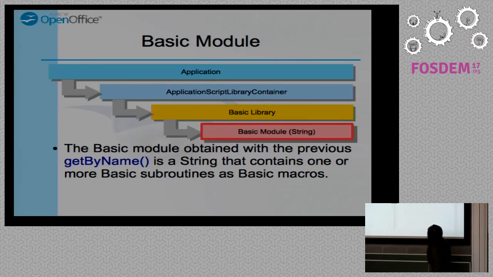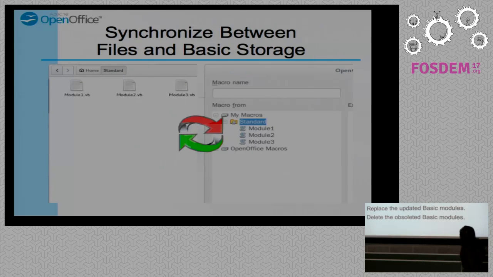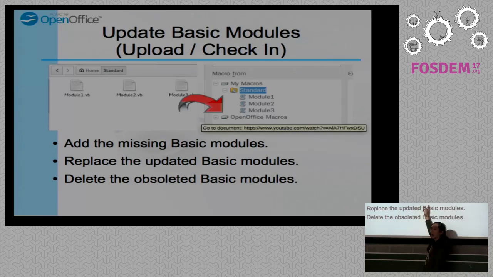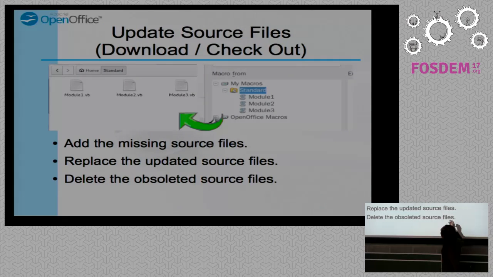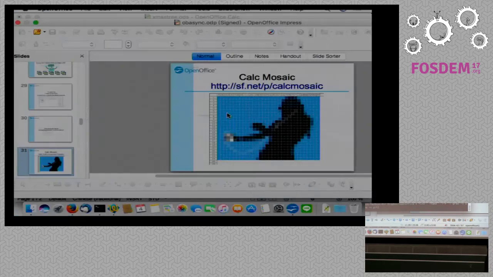So the logic is actually very simple. Synchronize between files and the basic storage. When I want to update the basic module, that's the most common thing I do. If I find missing basic modules, then I add them, replace the updated basic macros, and delete the obsolete modules. And when I want to update the source files, this is rare, but I also do it often. I add the missing source files, replace updated source files, and delete the obsolete source files. Yeah, so actually this is quite simple.